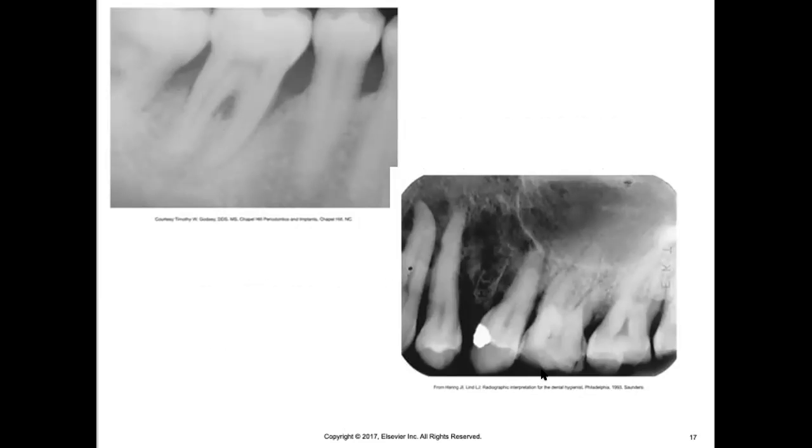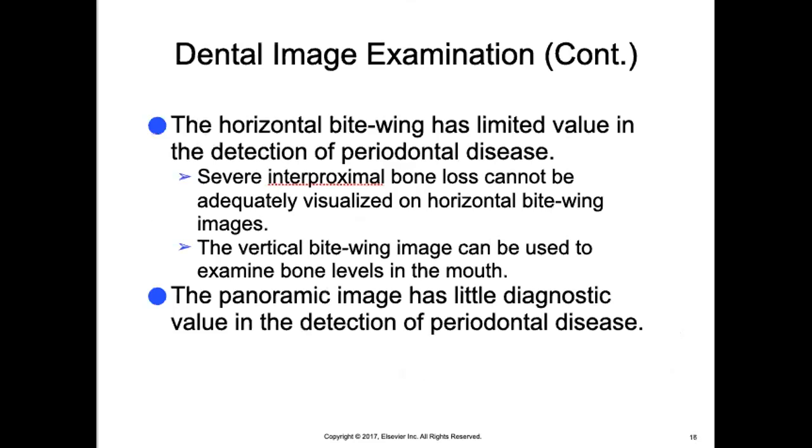Here is a paralleling technique image. And here we can accurately see the height of the bone tissue or structures that are surrounding the tooth. We have some very clear vertical defects here, lots of bone loss in these areas in front of and behind these molars. This patient has a pretty severe case.